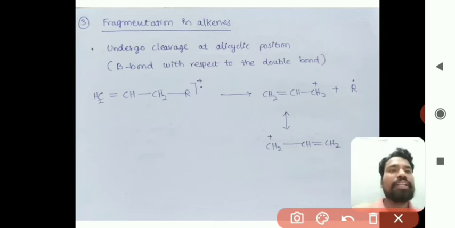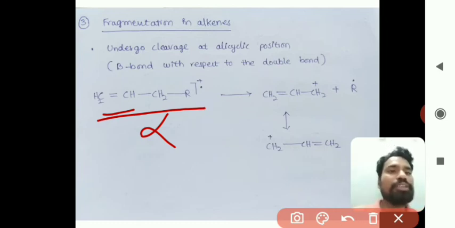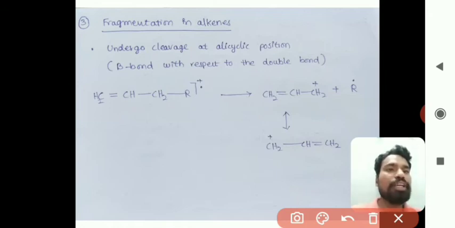So the point here is that the bond breakage happens after removal of the electron. The molecular cation is formed, for example CH2=CH-CH2R is an alkene. The bond breakage takes place at the beta bond with respect to the double bond. This is the double bond, this is the alpha carbon and this is the beta carbon, so the beta bond will break in the case of an alkene. So this CH2-R bond will break.